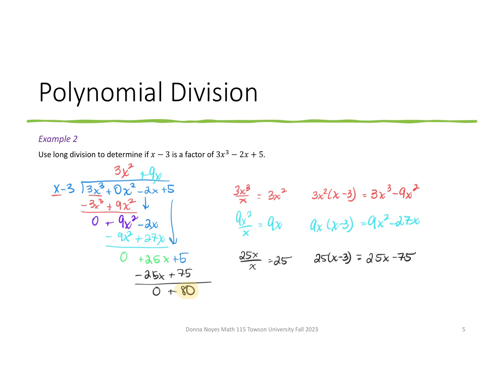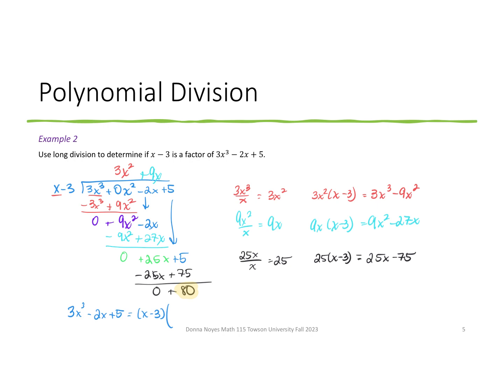Well, we would say that 3x cubed plus 0x squared, which we don't really need to write, minus 2x plus 5 is equal to x minus 3 times, and what did we have left? Well, we had a couple of interesting things happen up here.